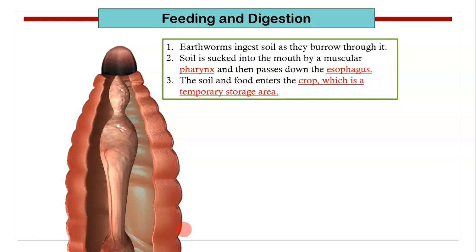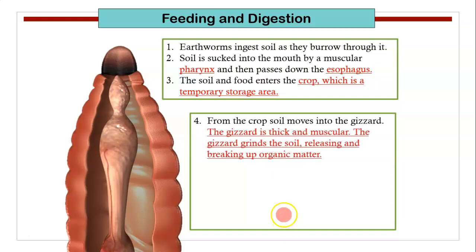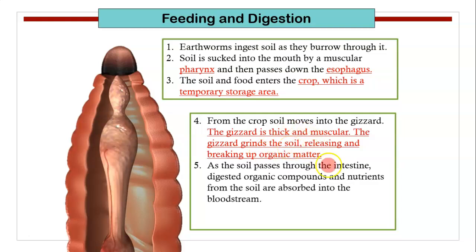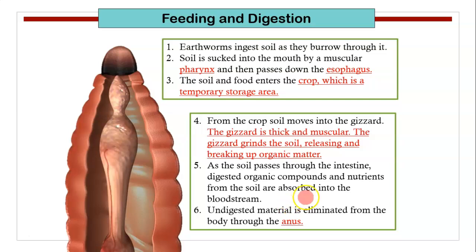Now from the crop, soil moves into the gizzard. And the gizzard is thick and muscular. The gizzard grinds the soil, releasing and breaking up organic matter, which is an extremely important process to all life on this planet. As the soil passes through the intestine, digested organic compounds and nutrients from the soil are absorbed into the bloodstream, and then any undigested material is eliminated from the body through the anus.